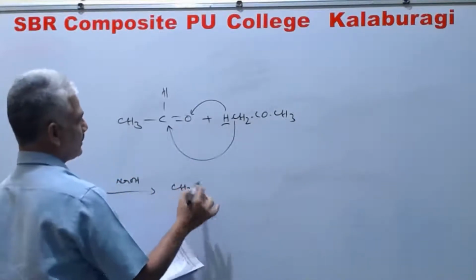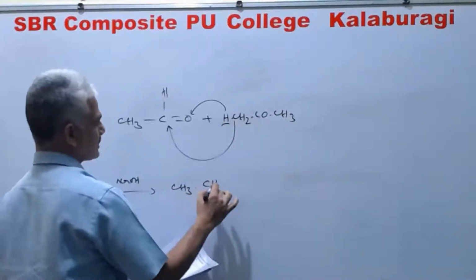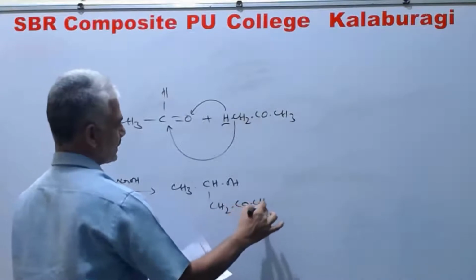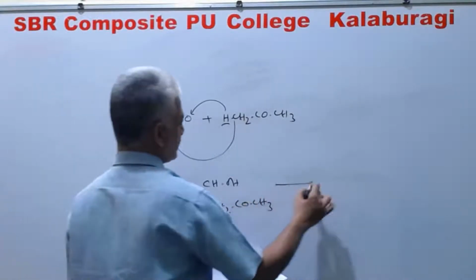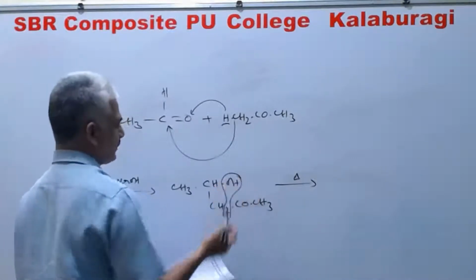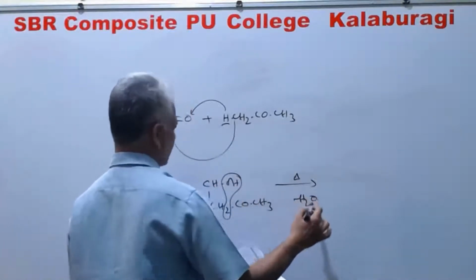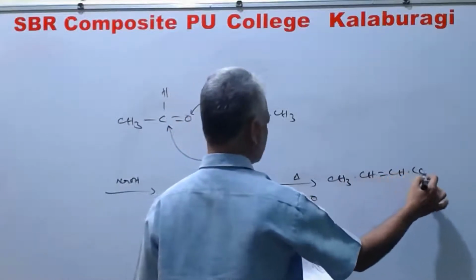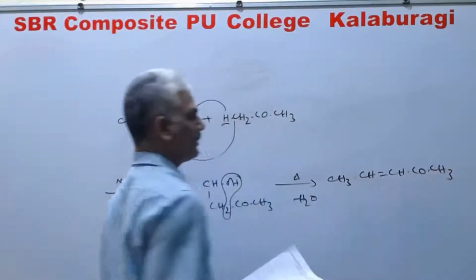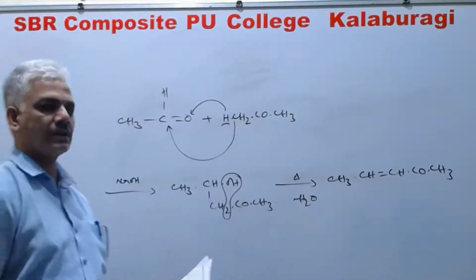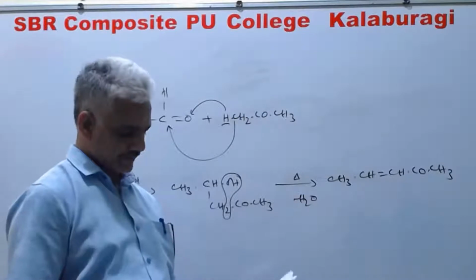So initially you will get CH3, CHOH, CH2, CO, CH3. When it is heated like this, elimination of water takes place, and CH3, CH, double bond CH, CO, CH3 will be formed. So, among the given options, you can go with the second option.